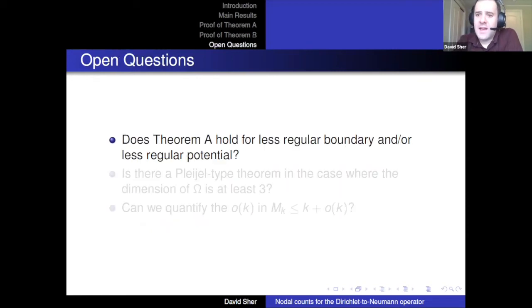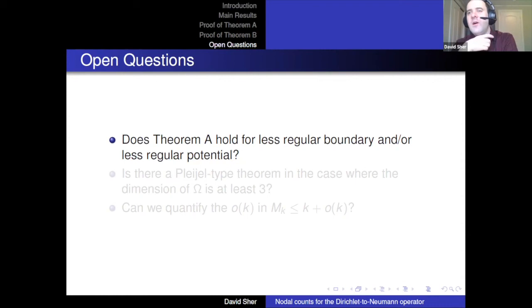In the few minutes I have left, I'd like to formulate some open questions that Asma and I have been thinking about, and we'd love to talk to anyone who has an idea about any of these. Okay, first, does Theorem A, the one that we prove with pseudos, hold for a less regular boundary and/or a less regular potential?